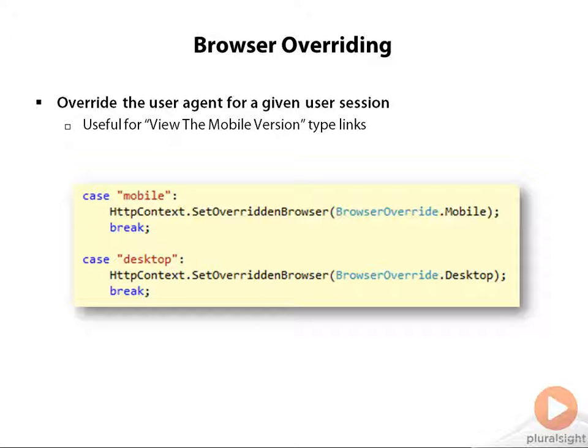And of course, it can work in the other direction too. A desktop user could click on a link that says view the mobile version, and you can set them up to view the mobile site instead of the desktop site. And of course, when I say site, that's from a user's perspective. It might look like two different sites, the mobile site and the desktop site, but behind the scenes it's all one MVC application, just with different views being rendered. Let me show you an example.